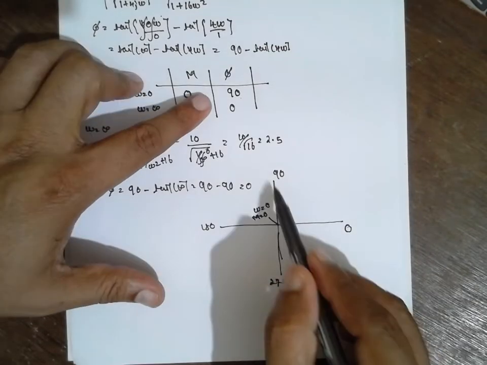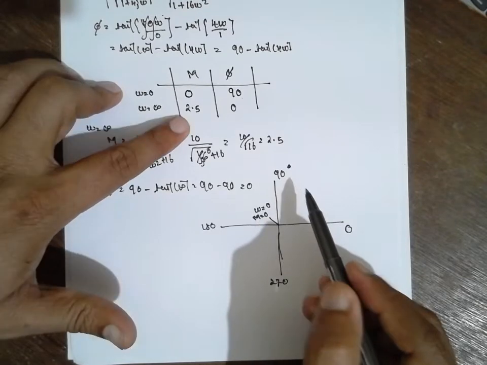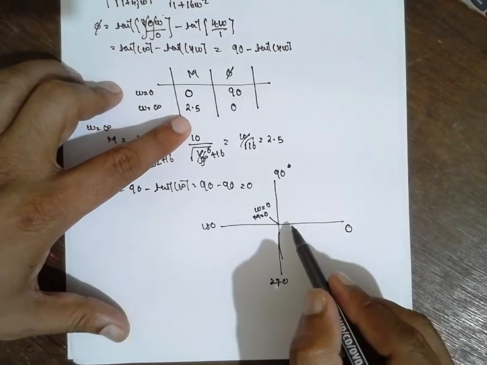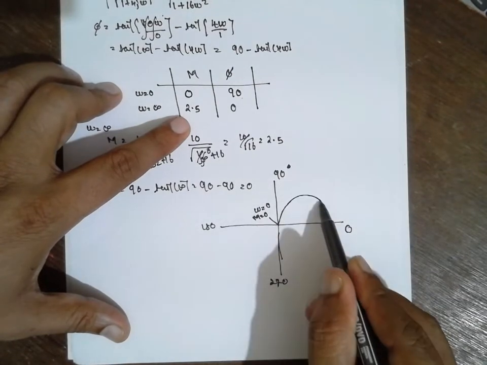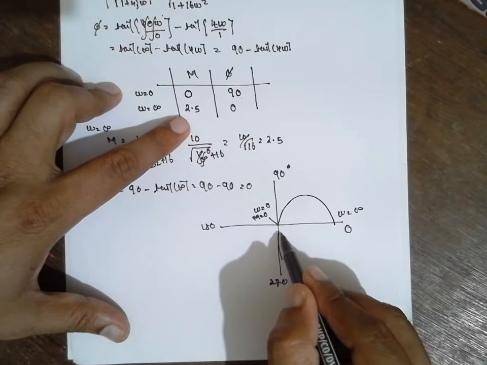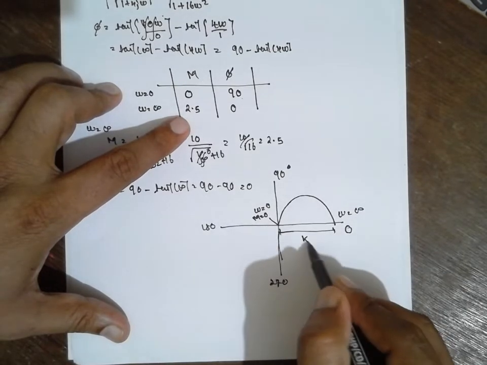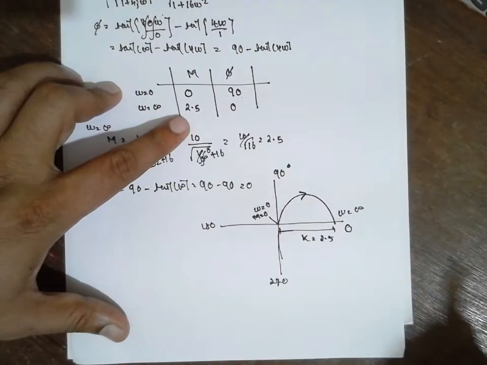Next, when omega is infinite, the magnitude would be 2.5 and the angle is 0. That means you have to draw it in this way. When omega is equal to infinity, the value will be 2.5. In this way, you have to represent it.